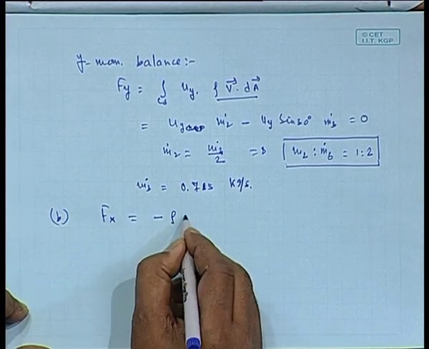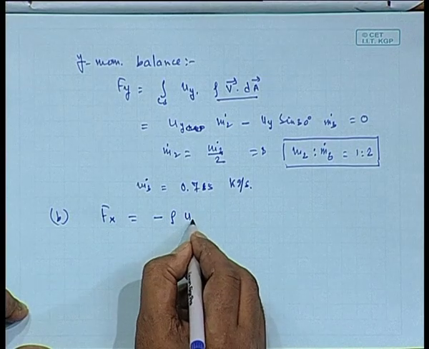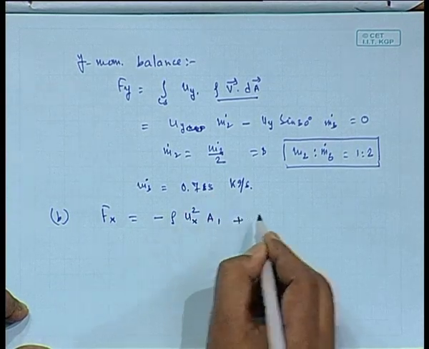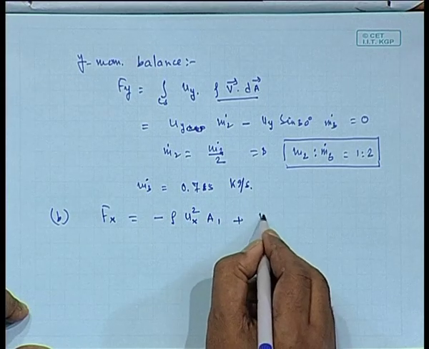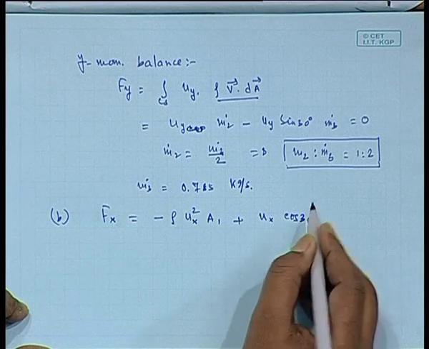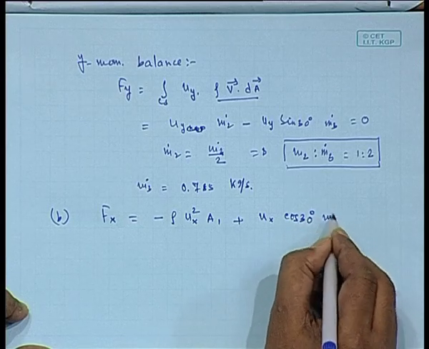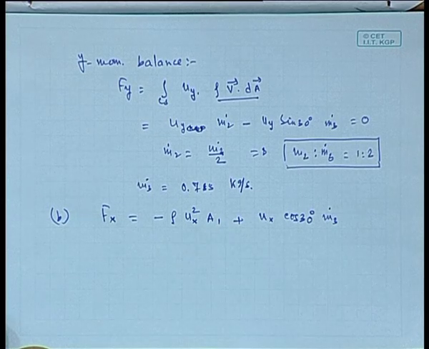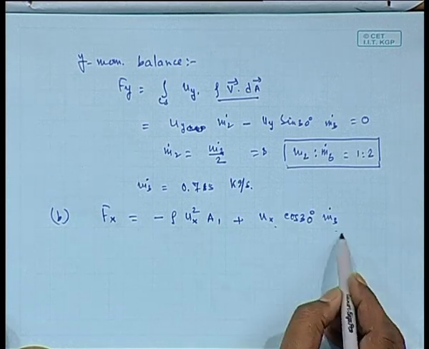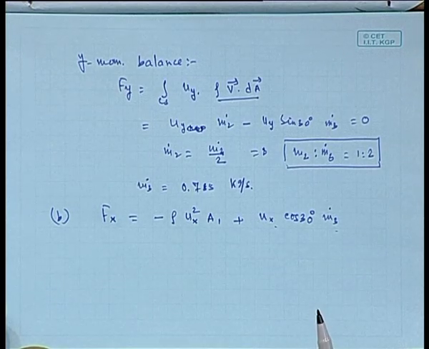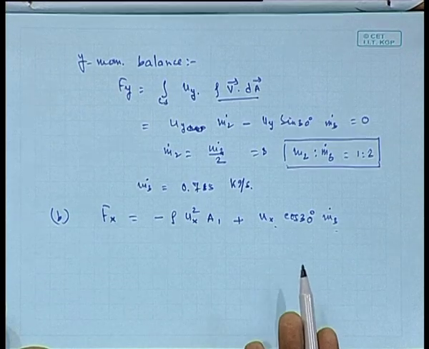So, it will be rho ux square A1 plus ux cosine 30, that is in x direction, times M3 dot. Here velocity and area will be in the opposite direction. Here the velocity and area will be in the same direction. At point number 2, since it is vertical, there is no horizontal component, because it is issuing out vertically.